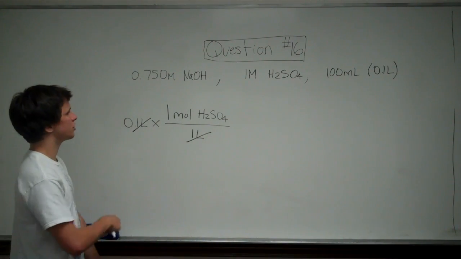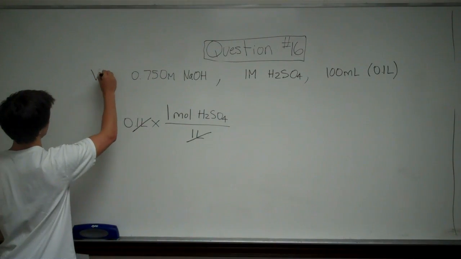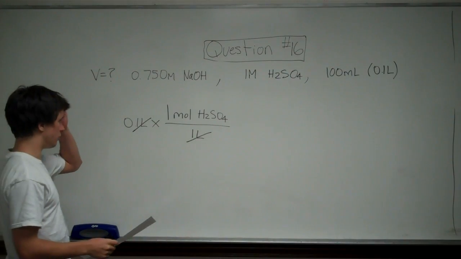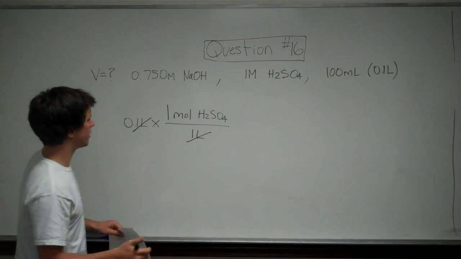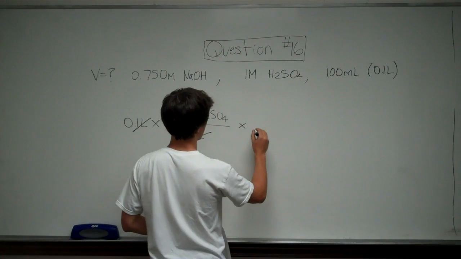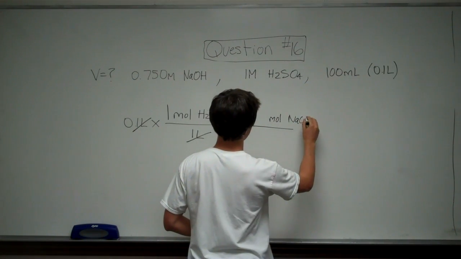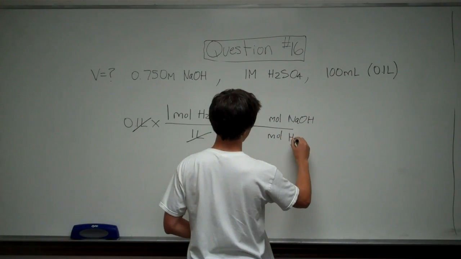Okay? So now we can start converting this. We eventually want to get the volume of the NaOH solution. But that wasn't given to us, only the molarity of the solution was. So how can we convert this to moles of NaOH over moles of H2SO4?